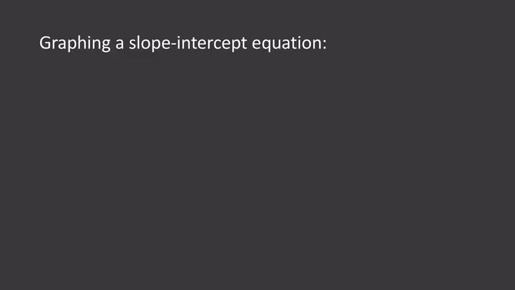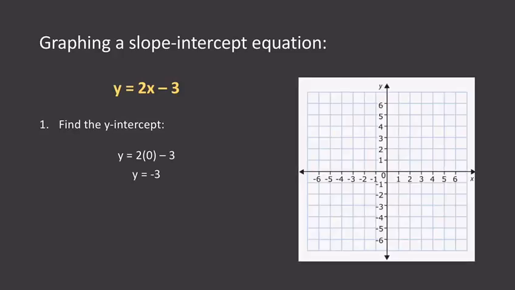So let's start with graphing a slope-intercept equation. Suppose I have the equation y = 2x - 3. The first step is to find the y-intercept, which is where x equals 0. So we'll substitute 0 for x. y = 2 times 0 minus 3, hence y = -3. And we'll plot the point (0, -3) on the graph.